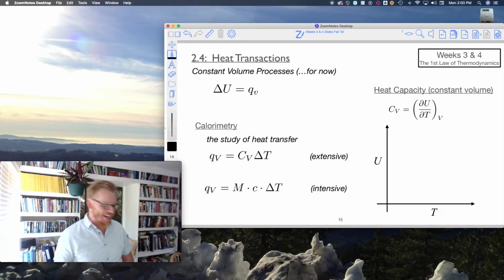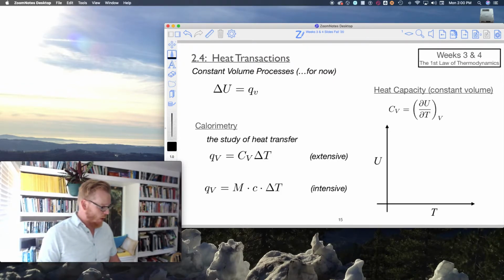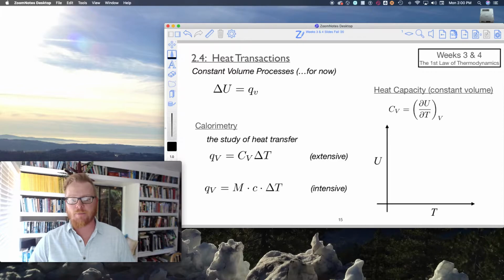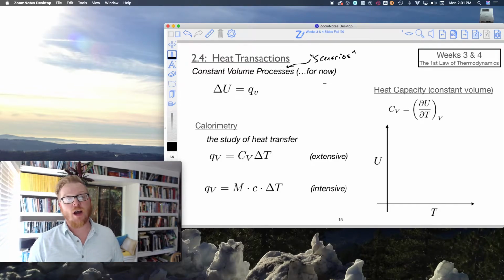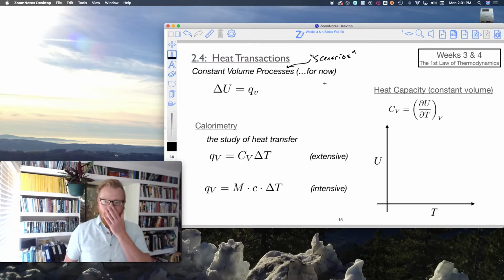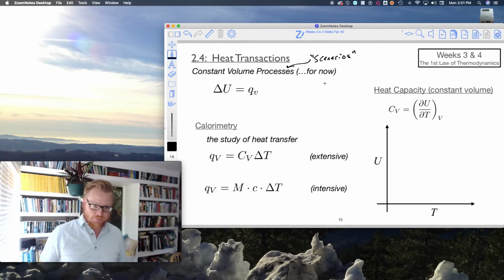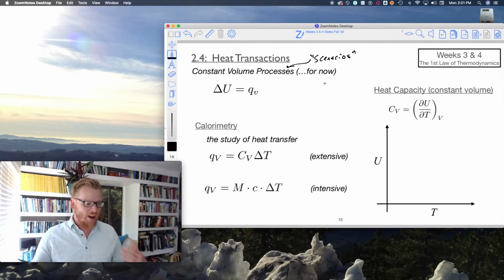So let's get into heat transactions. This is where we're going to start getting into some hopefully familiar ground, talking about calorimetry and heat capacity. This is another one of these scenarios: a constant volume process. We can also talk about a constant pressure process. This is the game we play, simplifying our scenario, defining what we're dealing with. In this case, let's just talk about a process that's constant volume.